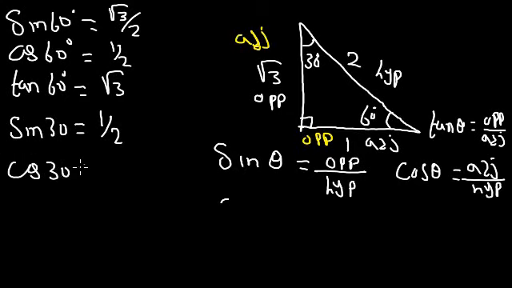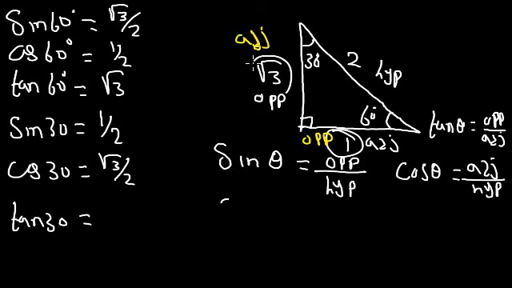What about cos 30? What would that be? We said that would be adjacent over hypotenuse. The adjacent in this case is square root of 3, and the hypotenuse is indeed equal to 2, and that will be square root of 3 over 2. And finally, tan 30 will be indeed equal to opposite over adjacent. The opposite in this case is simply 1, and the adjacent is square root of 3, and that will be 1 over square root of 3.